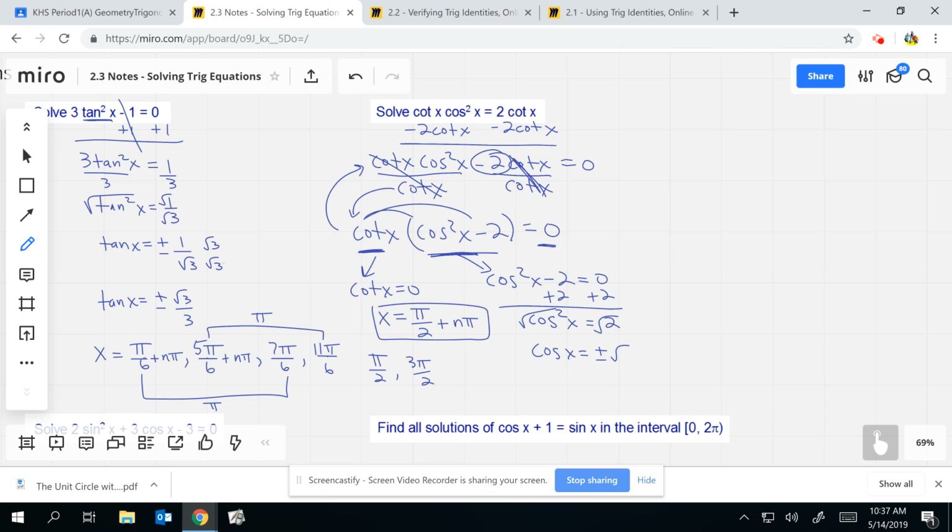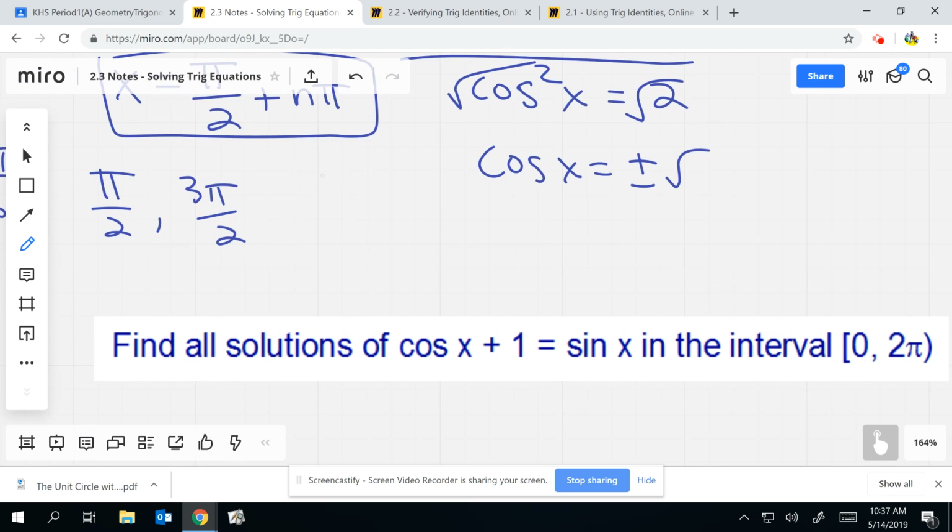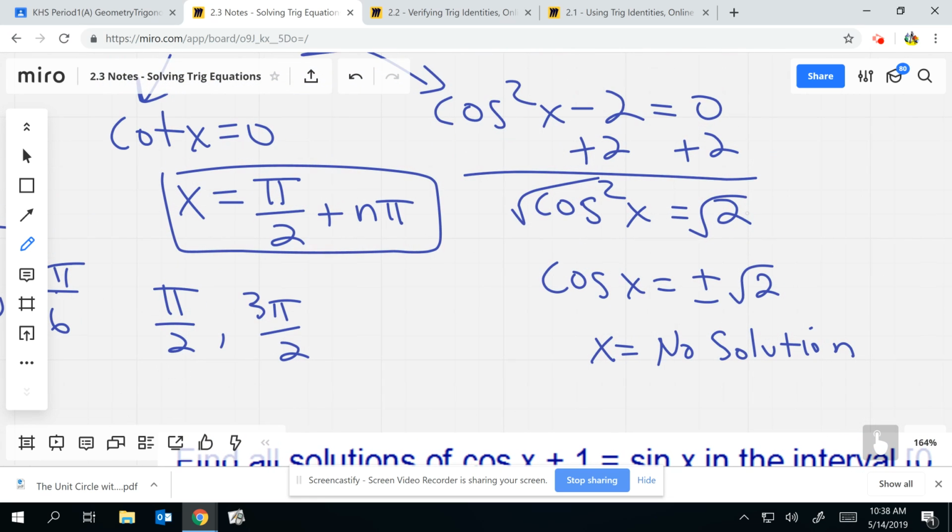Radical 2 is 1.4. That's too big. So cosine will never be radical 2. Cosine will never be plus or minus radical 2. So this x has no solution here. There's no solution that could make cosine become a radical 2. It'll never be a radical 2. So the only answer you really have is pi over 2 plus n pi for that one.